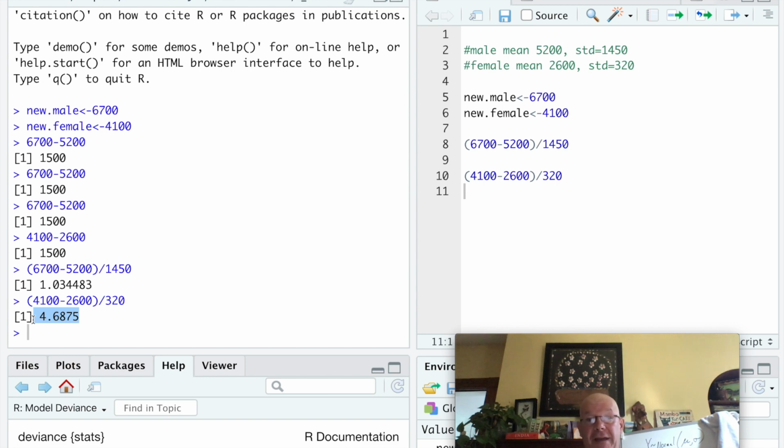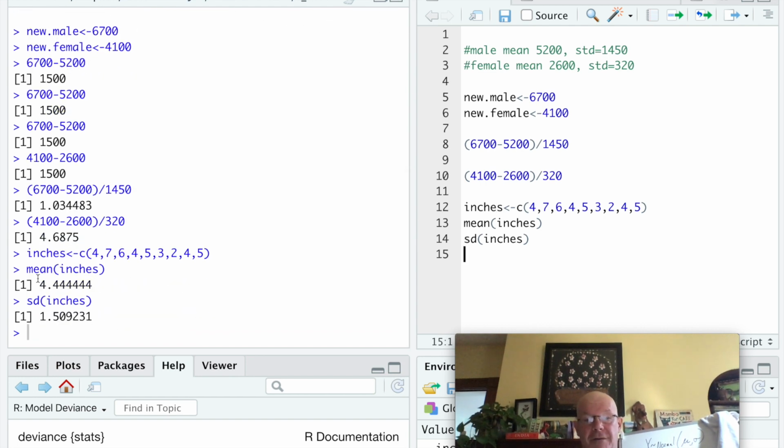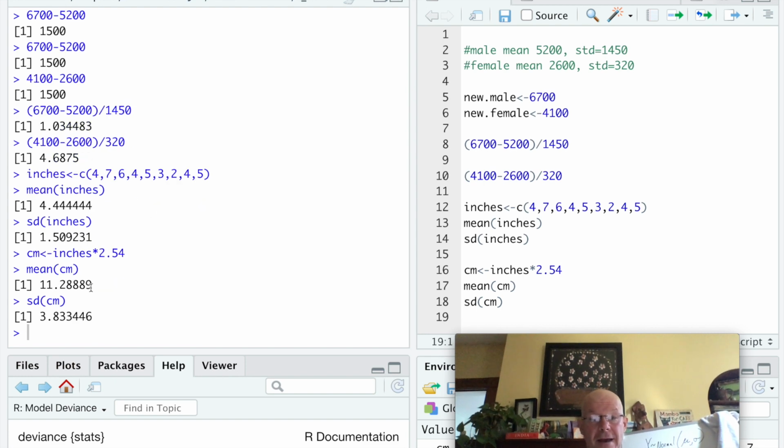Okay. The other nice thing about standardization is that you don't have to worry about the units at which things were measured. And so we can take an example. And here I have inches. So let's say I measured things in inches. Looks like I have a 9 inches measurement. And so now the mean in inches is 4.4 and the standard deviation is 1.5 inches. I could then convert that into centimeters, simply taking inches times 2.54 and then taking the mean and the standard deviation in centimeters. And now the mean is 11 centimeters with a standard deviation of 3.83.